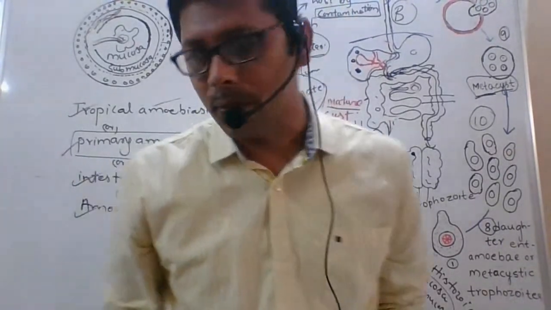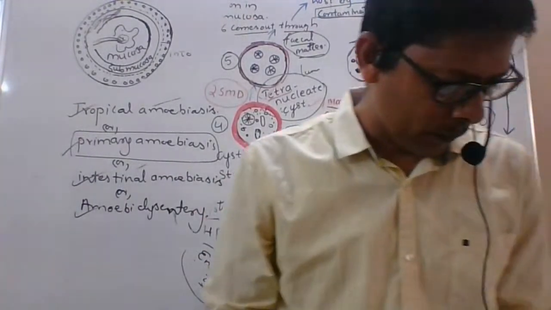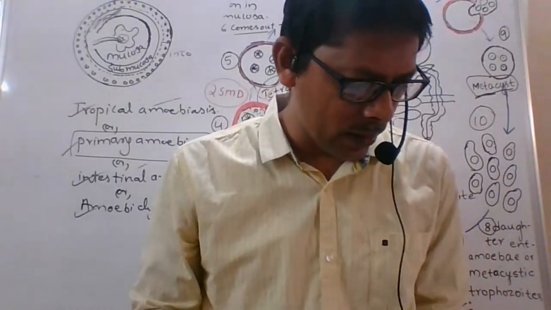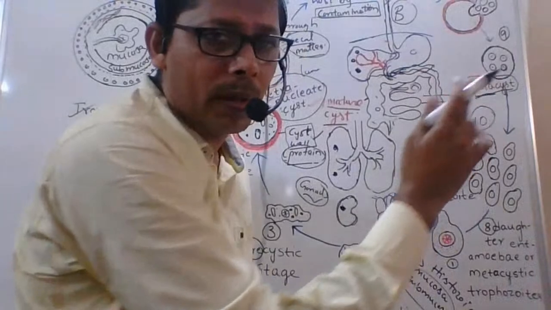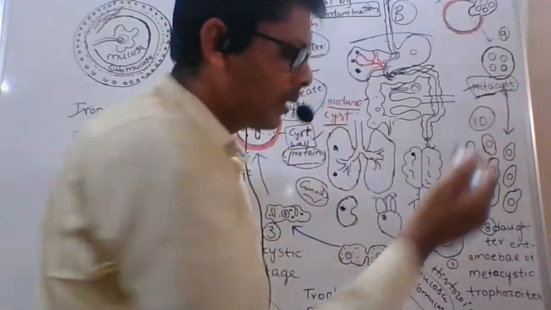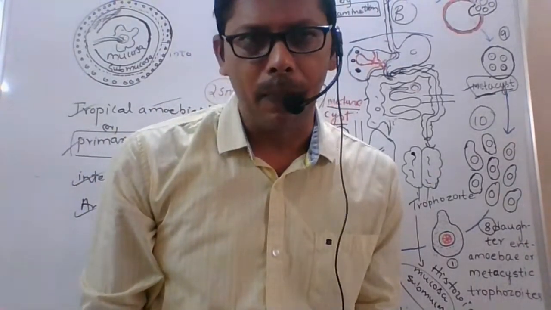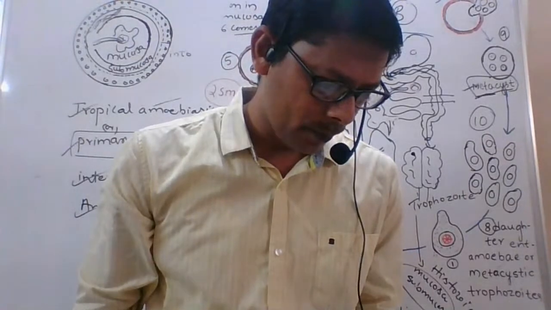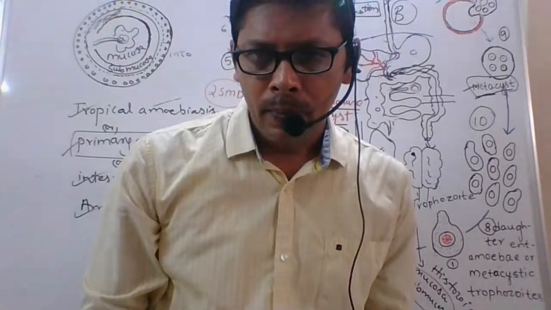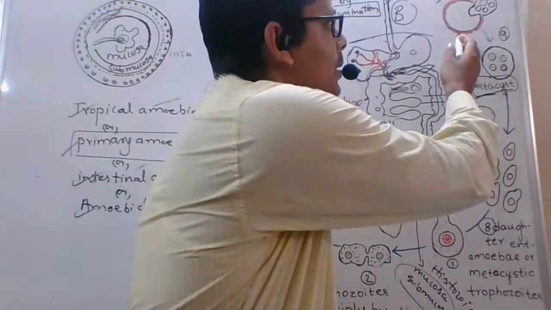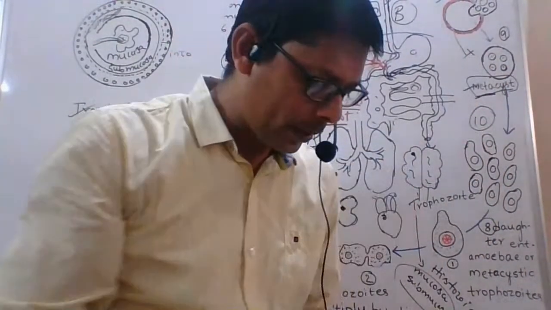After excystation. Entamoeba histolytica after excystation is referred to as what? Here the cyst wall is lost. After excystation, what do we call it? Metacystic form. Metacyst. After excystation, the cyst wall is gone, no cyst wall here. After the cyst we call it the metacyst.